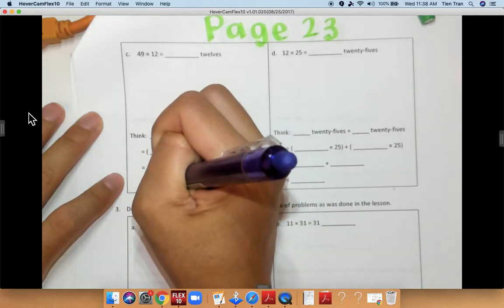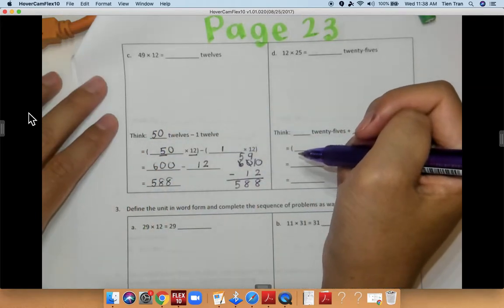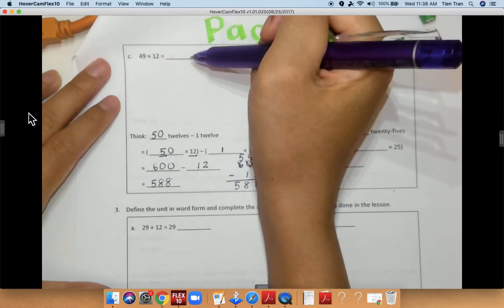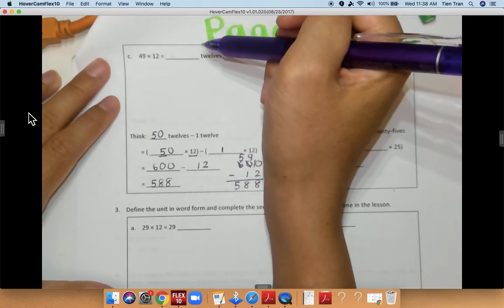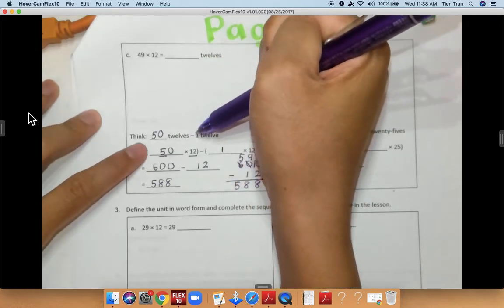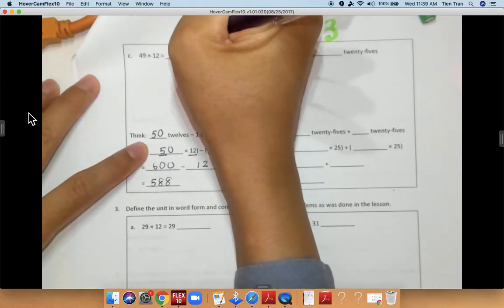Answer is 588. Okay, so how many 12s would I have? I would have 49 12s because 50 12s minus 1 12 is equal to 49 12s.